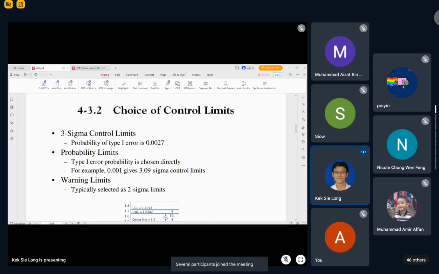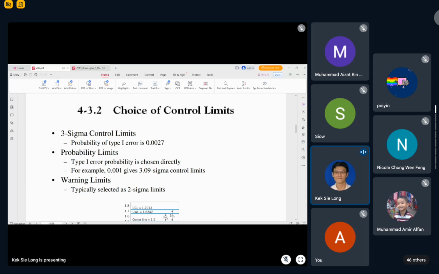Do you get what I mean? I repeat, the meaning of this probability of type 1 error is the probability a sample point is outside of control limit. It means that in a control chart, the probability of a sample point being outside the control limit is 0.0027.